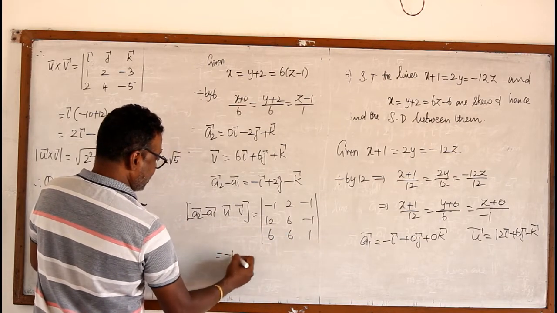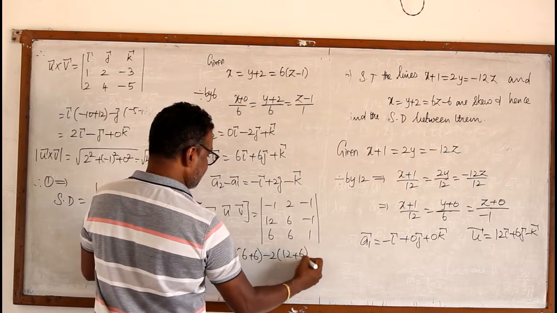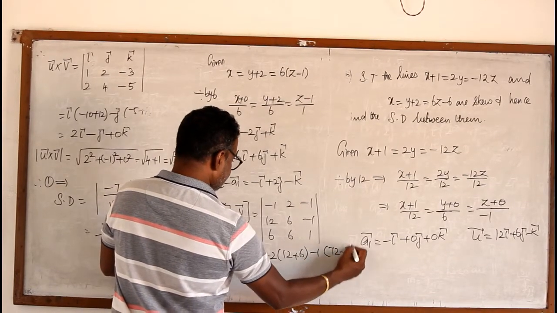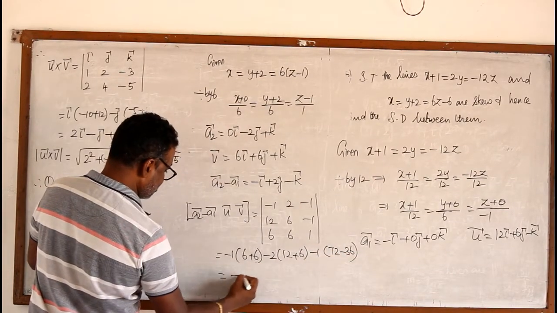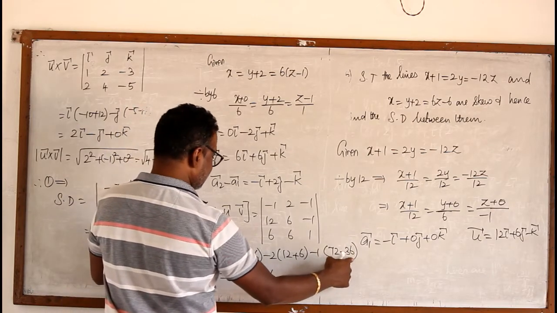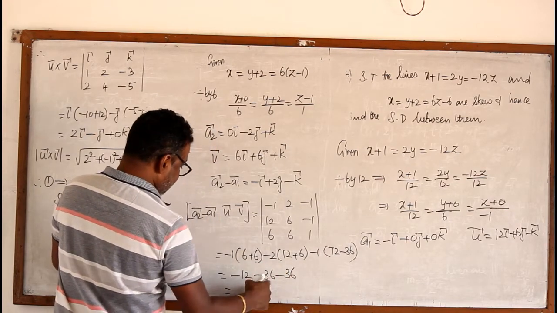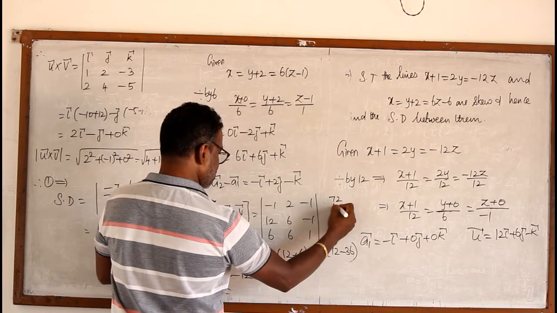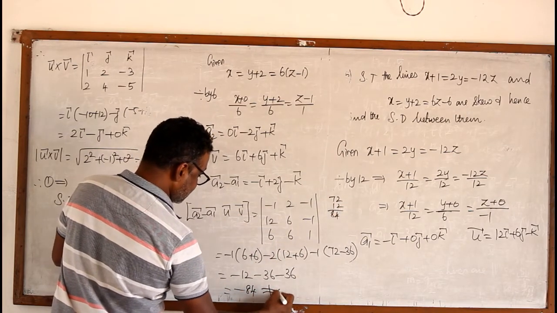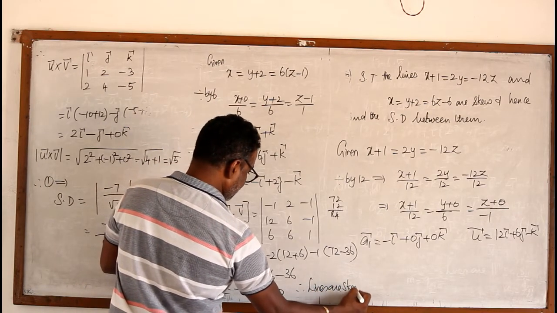So expanding, minus 1 into 6 plus 6, minus 2 into 12 plus 6, minus 1 into 72 minus 36. It is 12, so minus 12. Minus 36, since 72 minus 36 is 36. Adding 12, 36, 36 gives 84. So it is minus 84, not equal to 0. Therefore, the lines are skew.